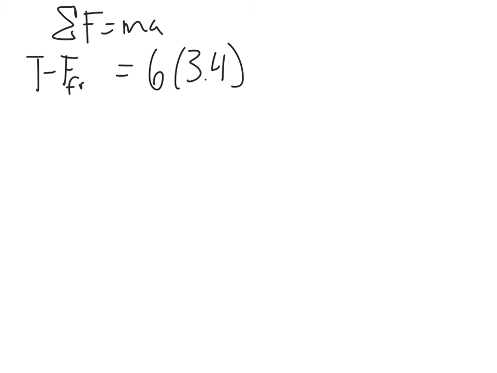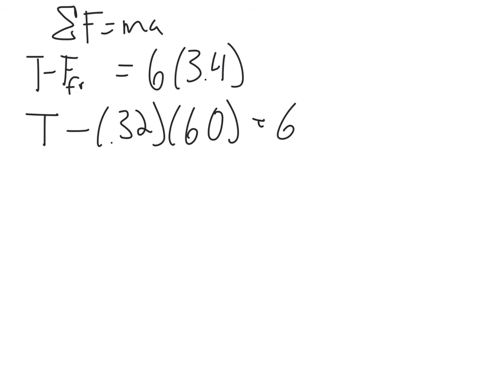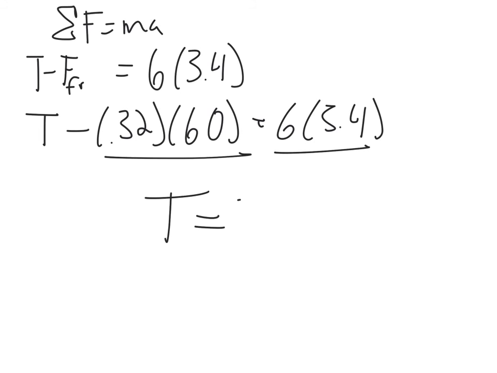And again, I've got tension minus my force of friction. So I know my object is moving. It says it's accelerating, so I'm going to use my kinetic friction. My tension is what I'm looking for, so it's still a variable. But this time I've got my force of friction as my coefficient of kinetic friction times my normal force, still equaling 6 times 3.4. And when all that math gets done, multiplying the 3.2 times the 60 and the 6 times the 3.4, it looks like T equals 39.6 newtons.